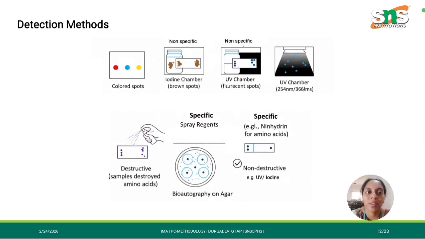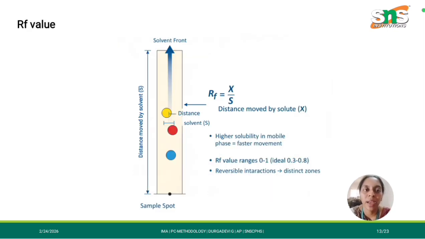The detection techniques are categorized into specific and non-specific techniques. In non-specific techniques, the methods used are the iodine chamber method, the UV chamber method, and the UV chamber with the help of a fluorescent stationary phase. In specific methods, we can use specific reagents such as ninhydrin or any other reagents suitable for specifically identifying the compounds we need to separate. The Rf value can be calculated with the formula: distance traveled by solute divided by distance traveled by solvent.